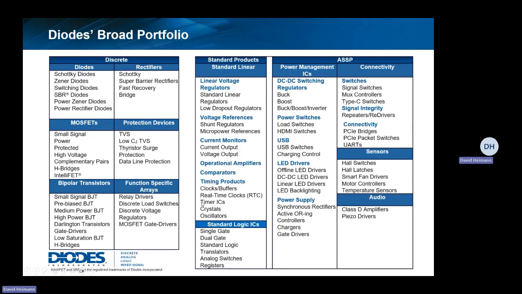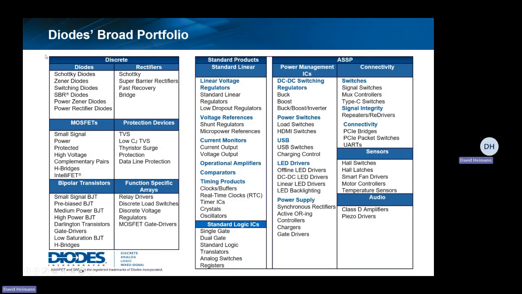Normally, if I was in the room with you, I'd ask for a show of hands for those people that knew that Diodes actually made things other than diodes. Typically, we still run into people that pigeonhole us as a commodity discrete supplier. But this, again, is a high-level look at the different product lines that we have.